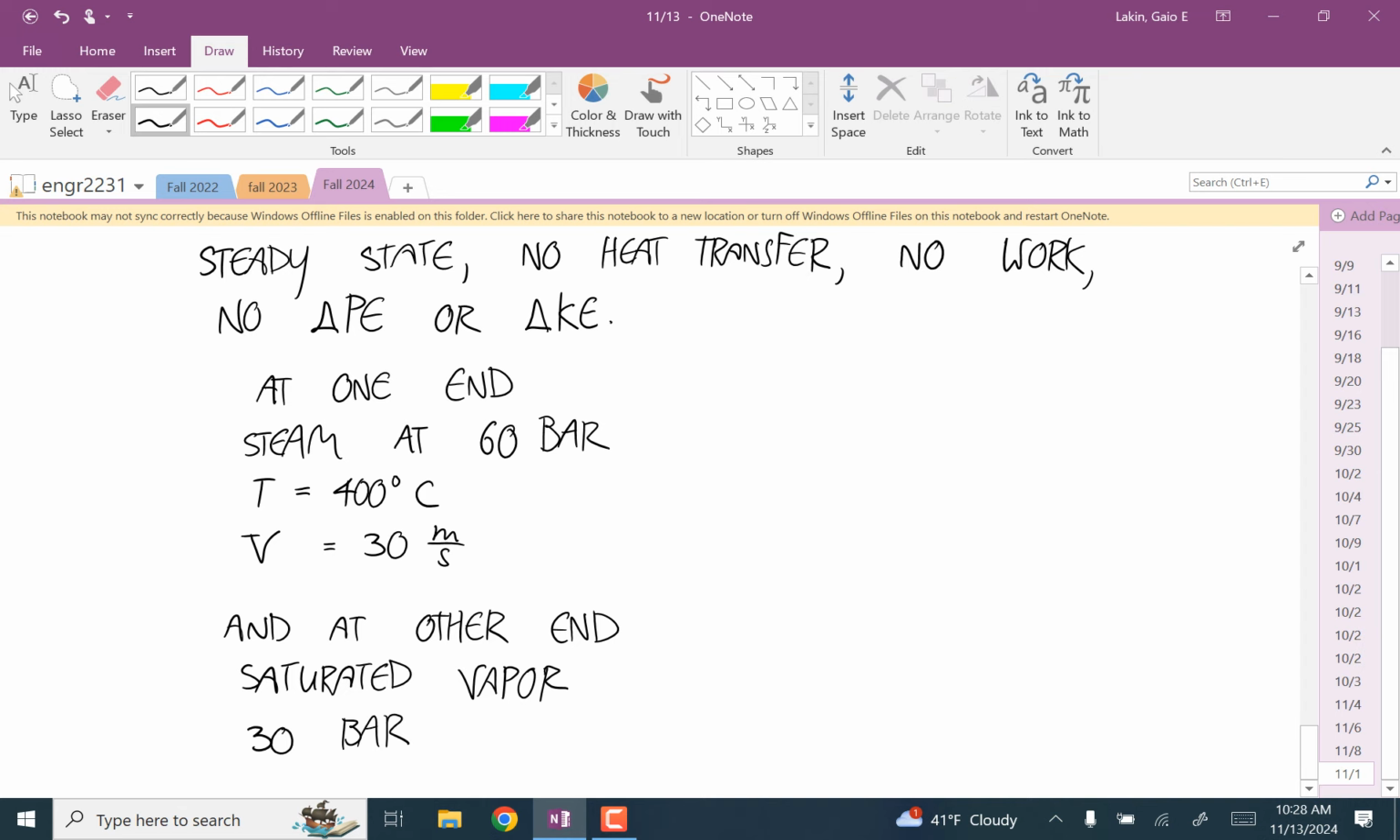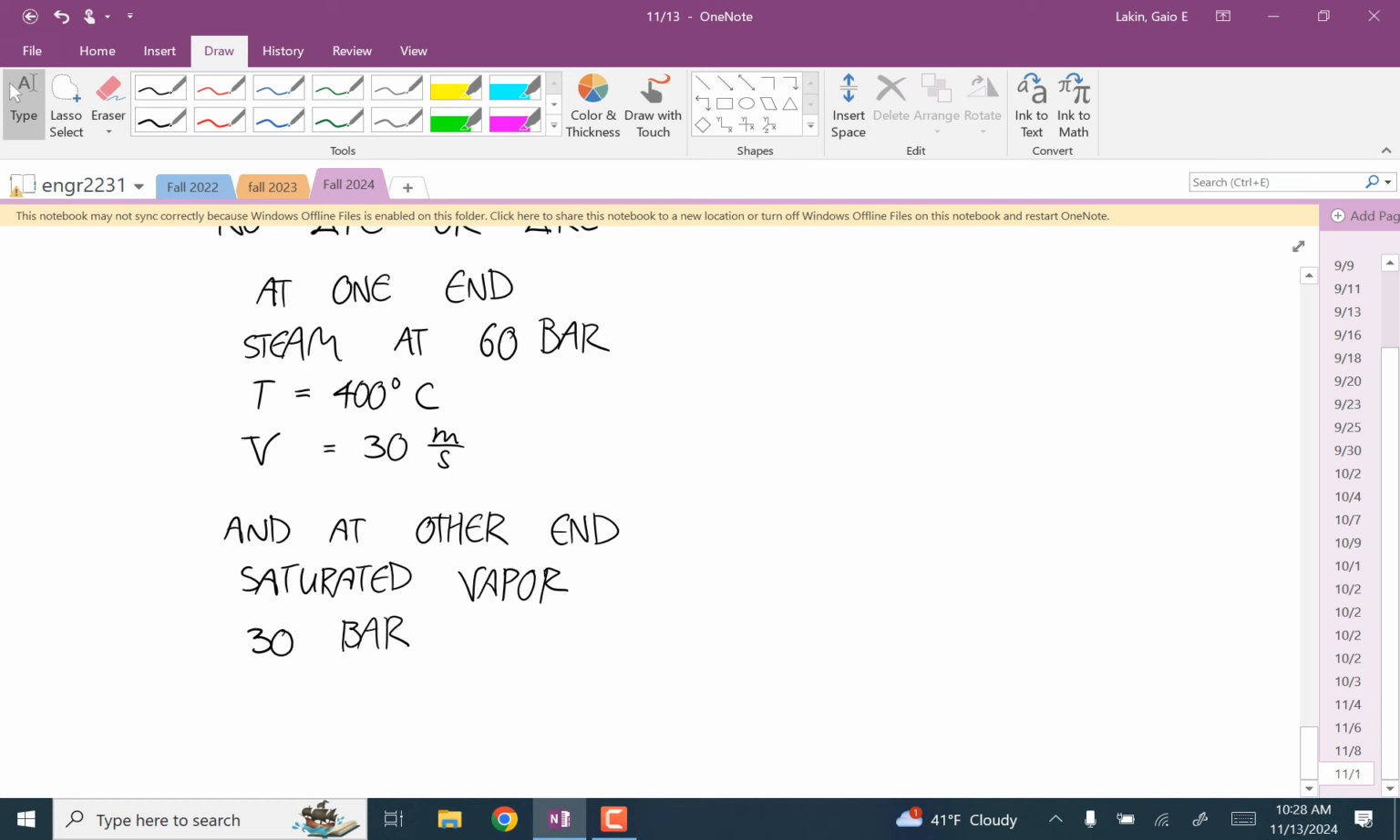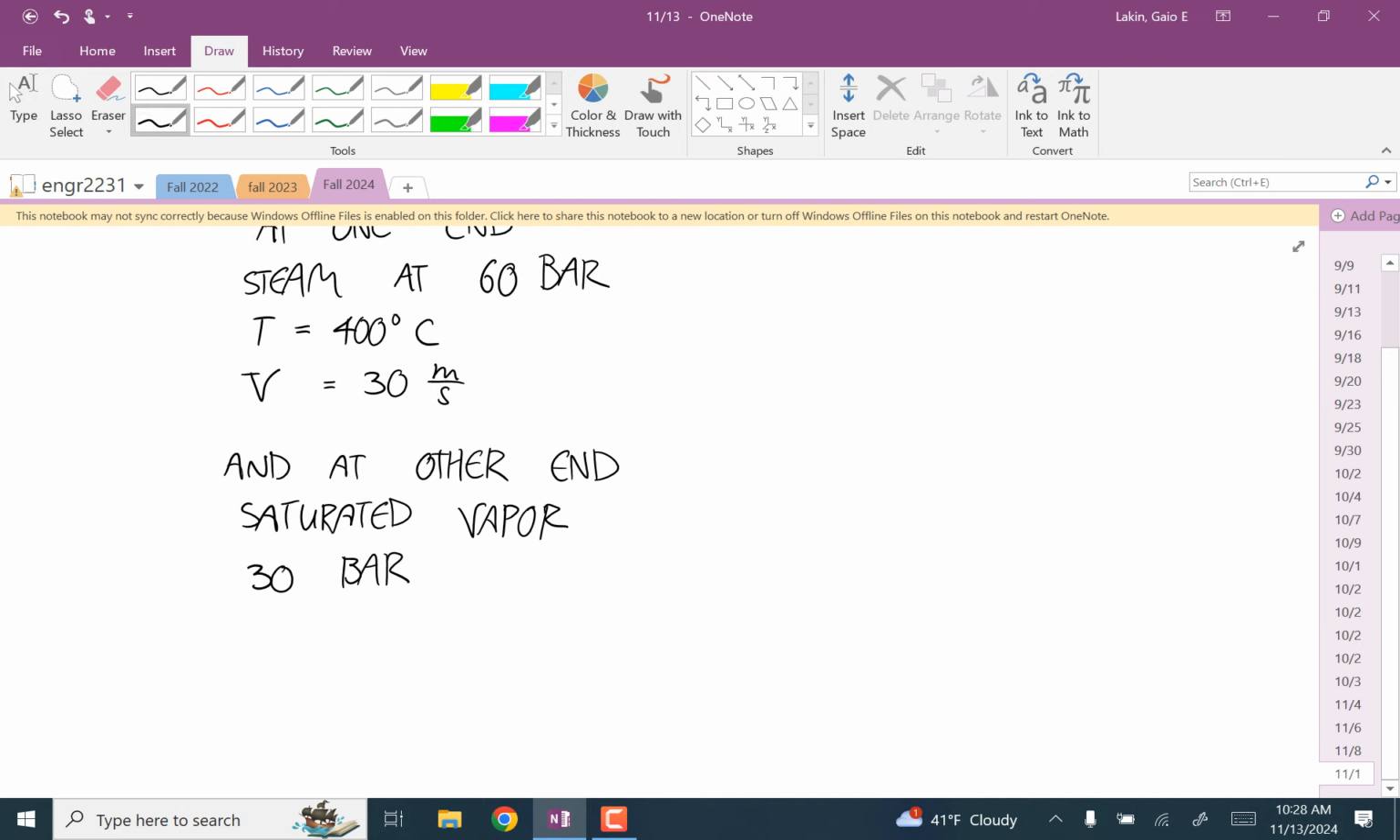So we don't know whether it's going from that 60 bar state to the 30 bar state or vice versa. And the question is, which way is this going? Is this a nozzle or a diffuser?